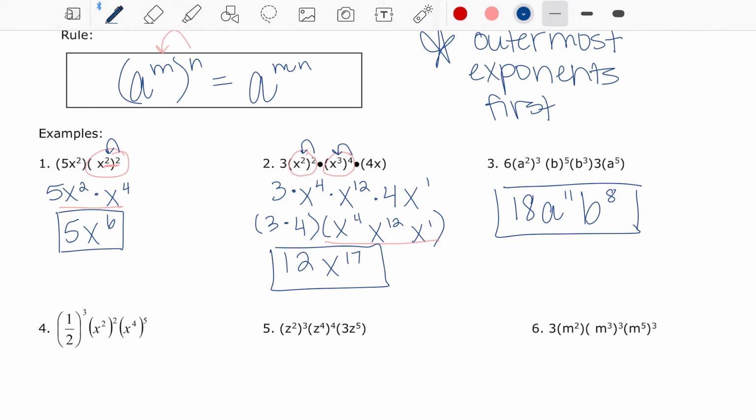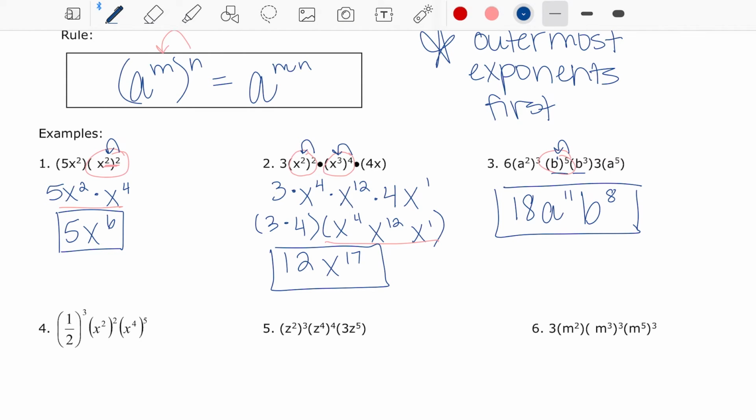How did we do? I could see where some people might get tripped up is going to be right in this part right here. This b on the inside of the parentheses has an exponent of 1. So when the 5 multiplies in, it becomes b to the 5th, which will combine with your b to the 3rd to give you b to the 8th.